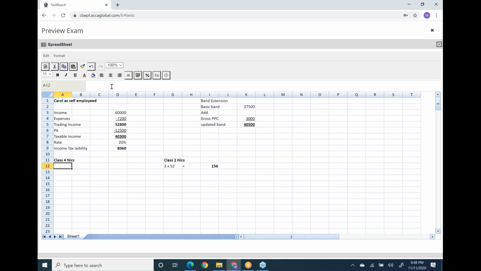First 8632, the first band, is 0%, and from 8632 to 50,000 the rate is 9%, and over and above 50,000 the rate is 2%. See, I have shown the working. First 8632 is 0%, so no need to write it. And 52,800 minus 50,000, 2,800 times 2% is 56, sorry. So this is all what class 4 NIC is.